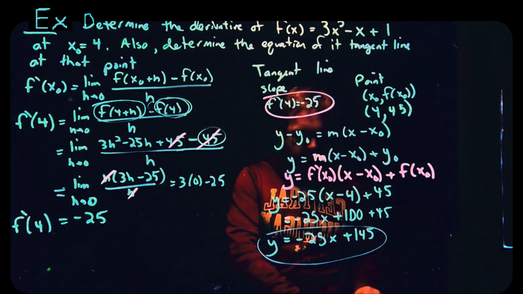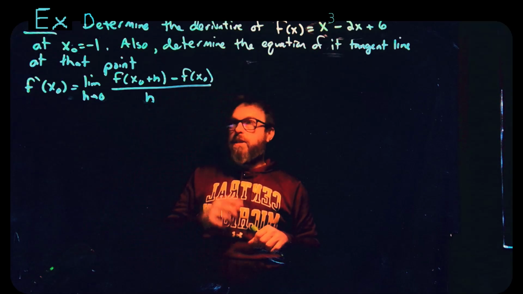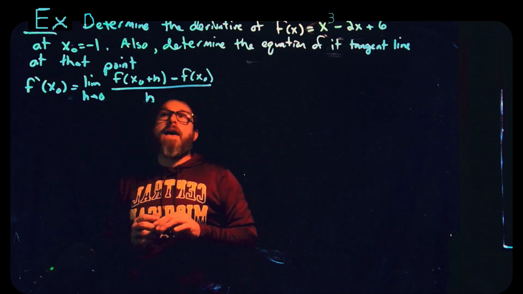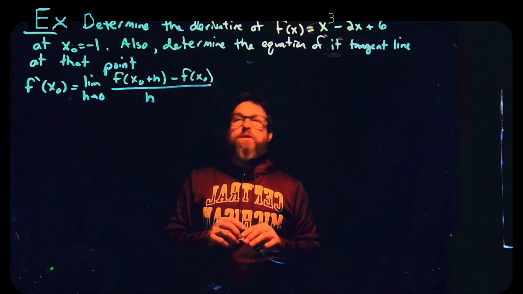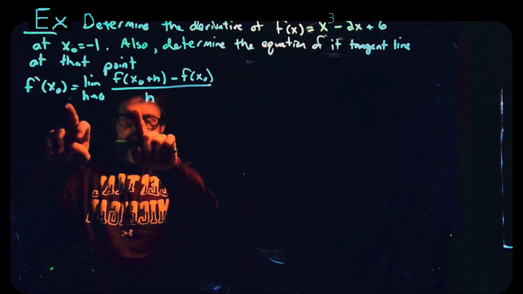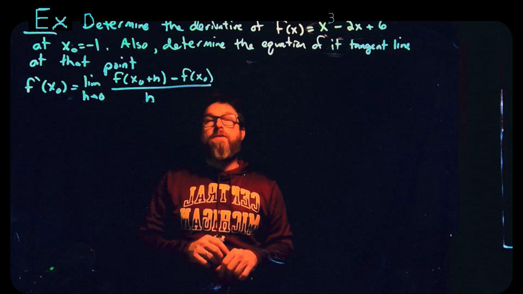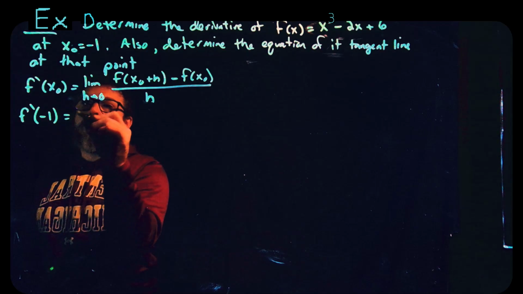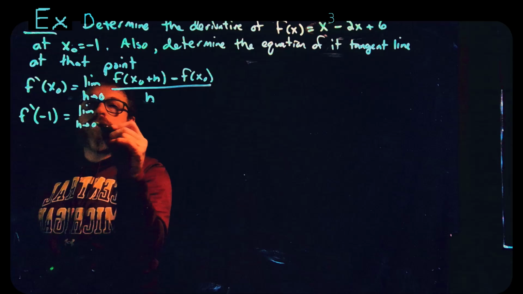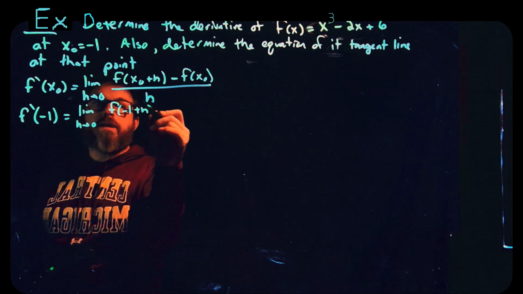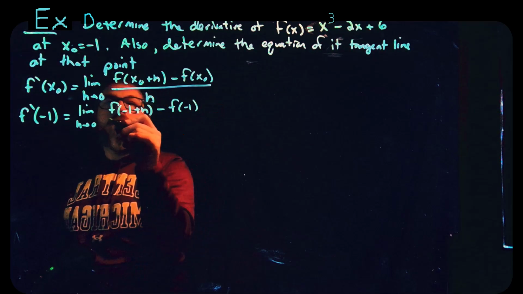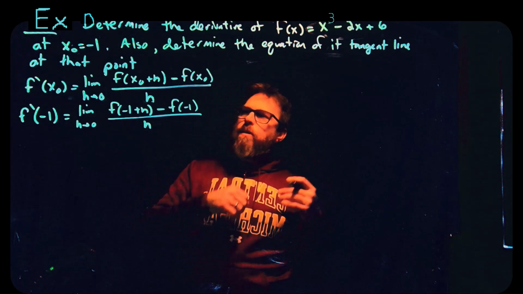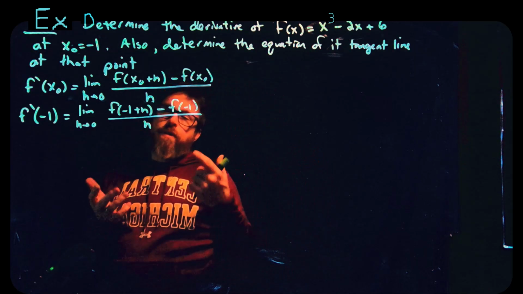All right, time for cubic. So here's our second example. Determine the derivative of f of x, which is equal to x cubed minus 2x plus 6 at x naught is equal to -1. We'll also determine the equation of the tangent line at that point. So again, this is a definition for our derivative, which is going to give us the slope of this tangent line. So we want f prime of x naught, which is going to be -1. So this is the limit as h approaches 0 of f of -1 plus h minus f of -1 all over h. So again, what we're going to have to do is we have to evaluate the function at -1 plus h, and also evaluate the function at -1.